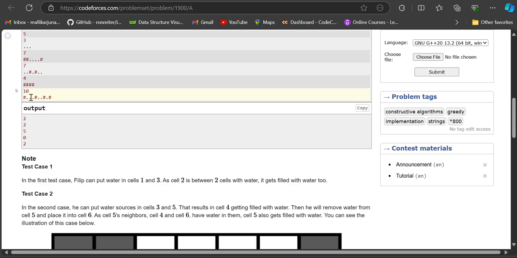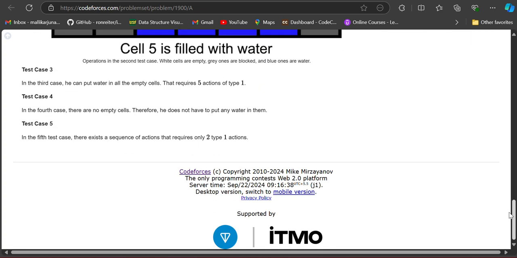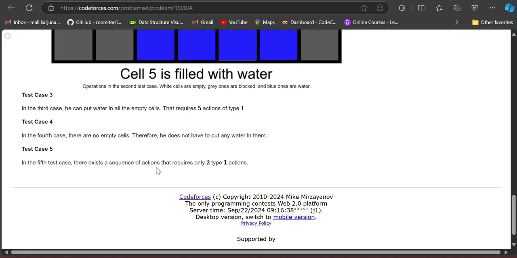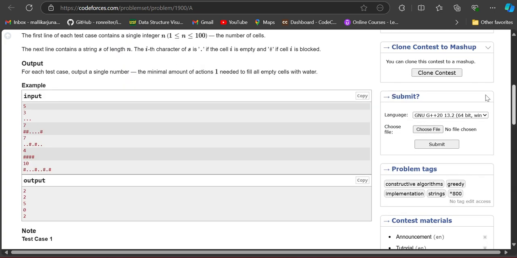Okay, completely okay. So we can move to the... Oh, we have to fill all three, right? In the fifth test case, there exists a sequence of actions that requires only two types of actions. Two types of actions. So by the way, I don't understand even this test case, but we have to solve this in that way.